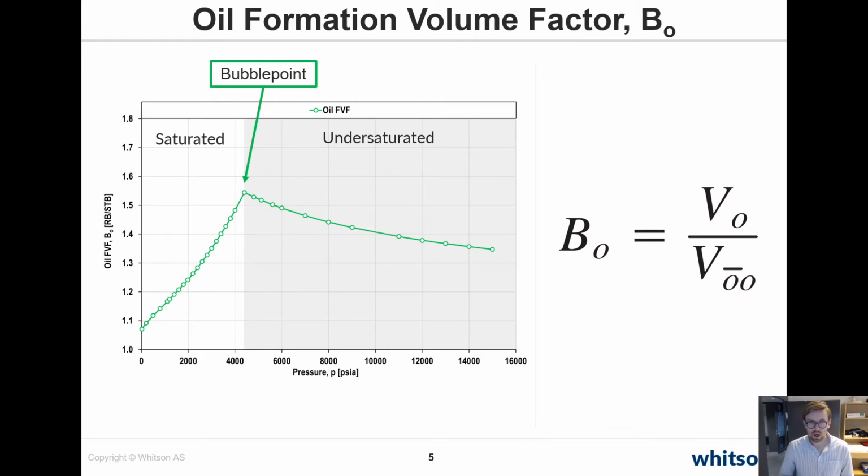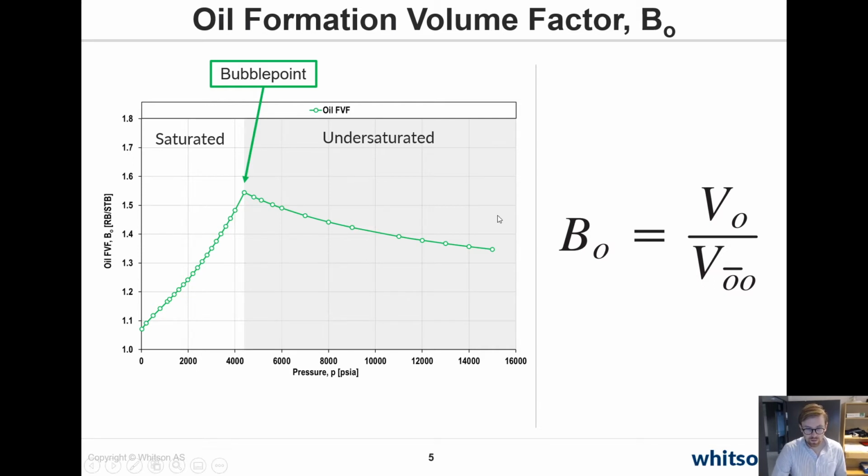But when we reach the bubble point, gas starts to come out of solution. And all the pressures below the bubble point are what we defined to be in the saturated region. So this is at saturated conditions. And at each of these pressures, more and more gas is coming out of solution, which leaves you with a lower formation volume factor of the remaining oil.